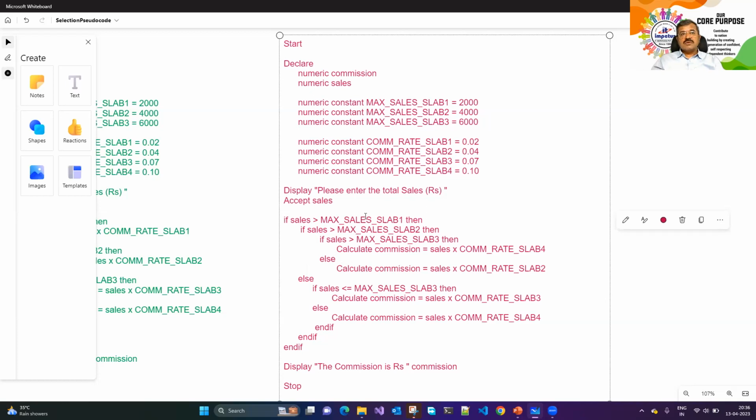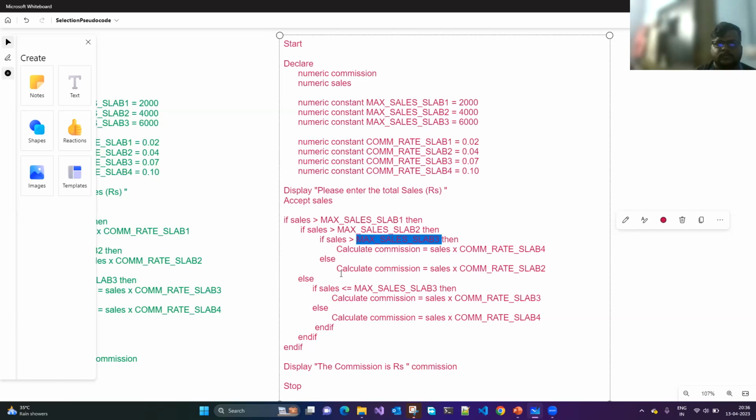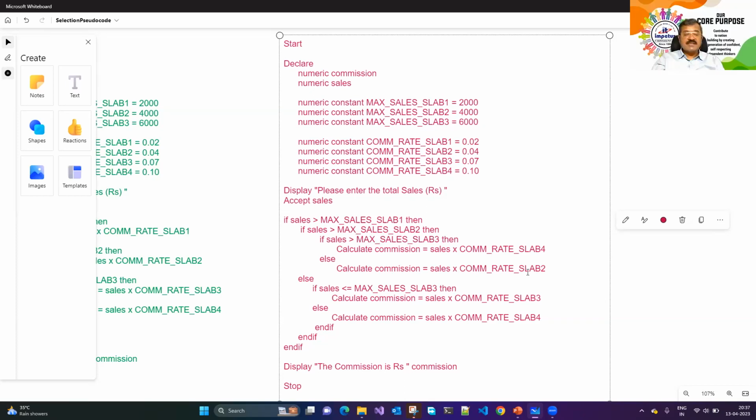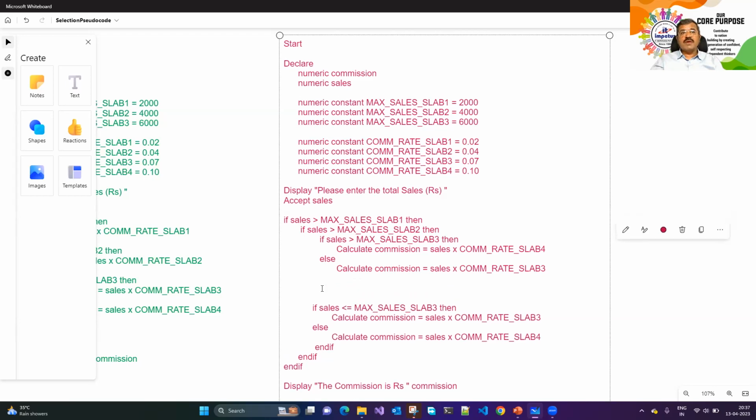This condition is true. Your sales are greater than slab 1, greater than 2,000. Second is also true, it's greater than 4,000. But third is false, it is not greater than 6,000. What does it indicate? It is less than 6,000. That means it is greater than 4,000 but less than 6,000. Yes. Okay. Now this is actually a nightmare kind of scenario when you write such kind of code. It's very difficult for anybody to understand.